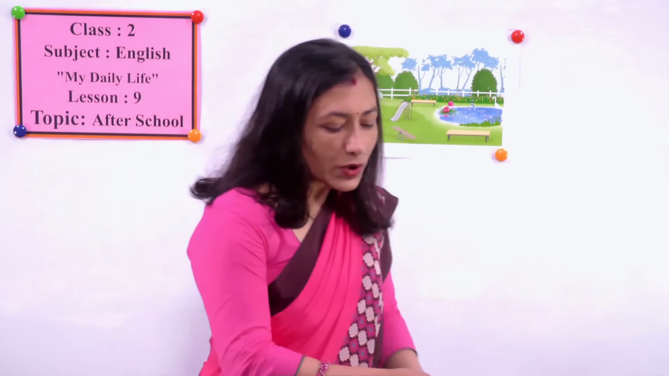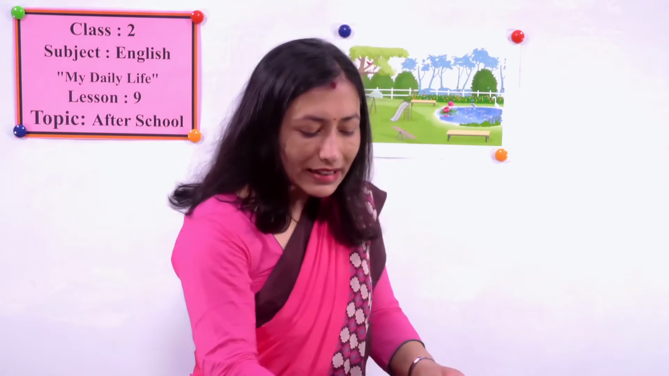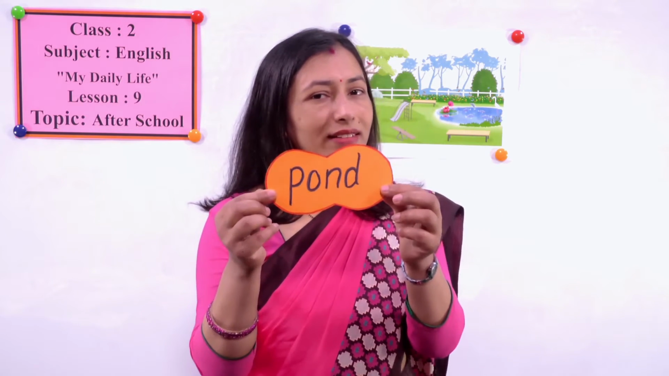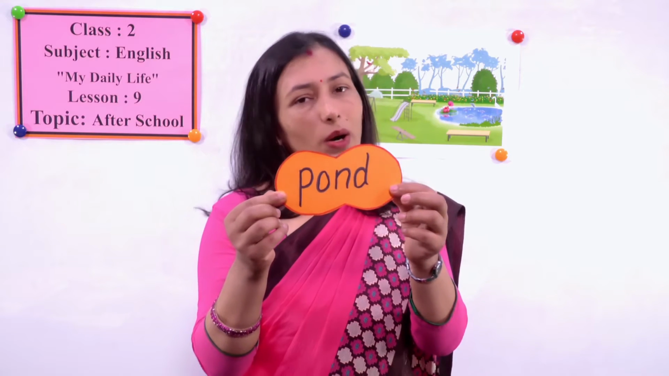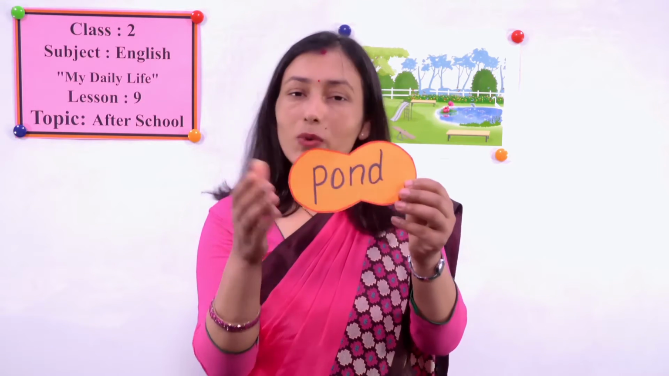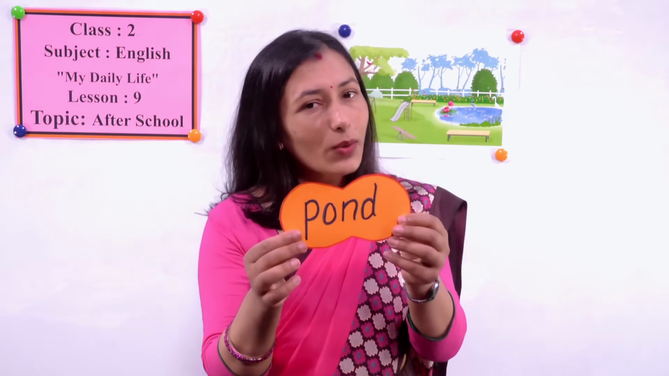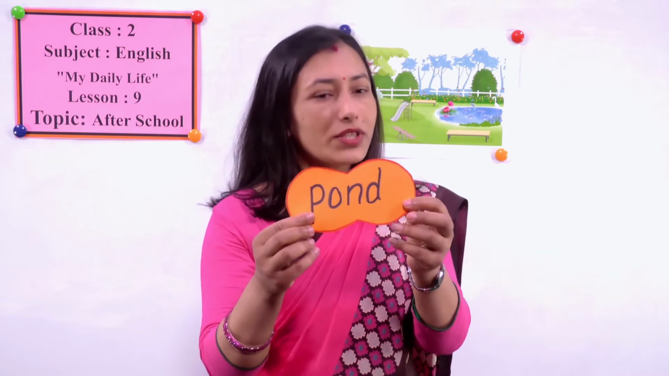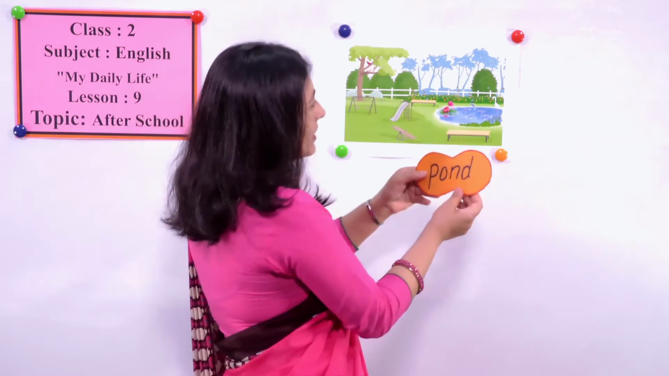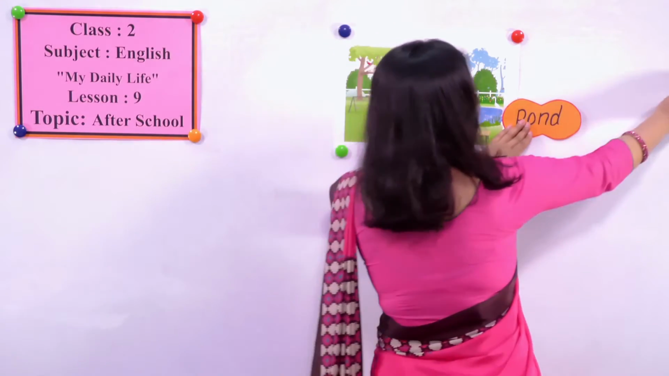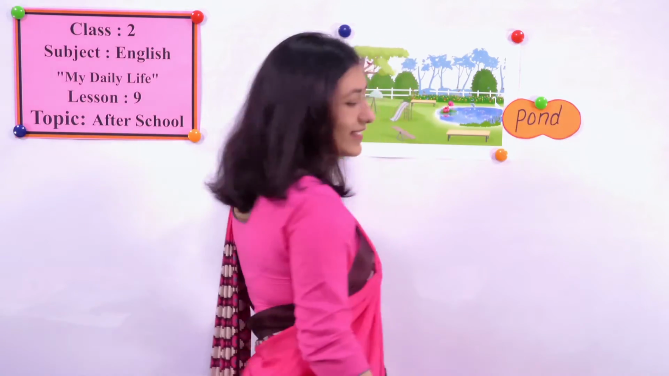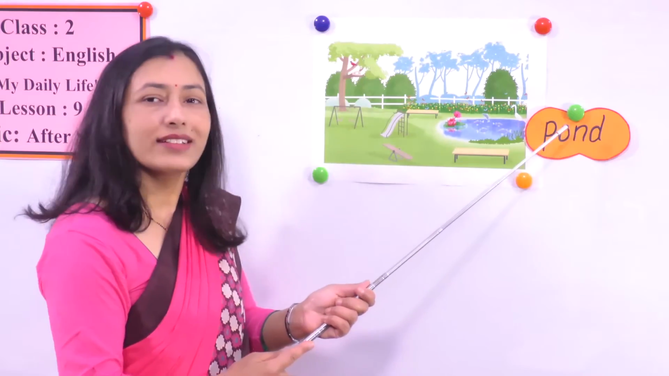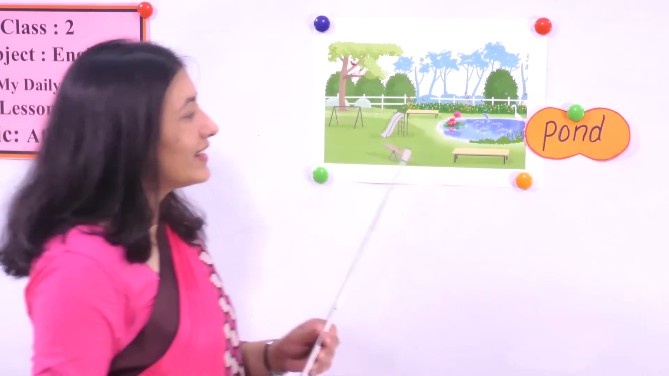Now, let me show you some words and you have to read the word. Okay, so look at this word. How do you spell it? P-O-N-D. And what is the pronunciation? How do you read the word? Good. Pond. Repeat after me. Pond. Now let's find the pond in the picture. Oh, here is a pond. Look at here. Here is a pond. Read the word. Good. Pond. All right.